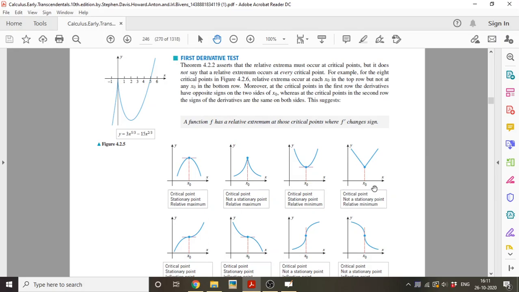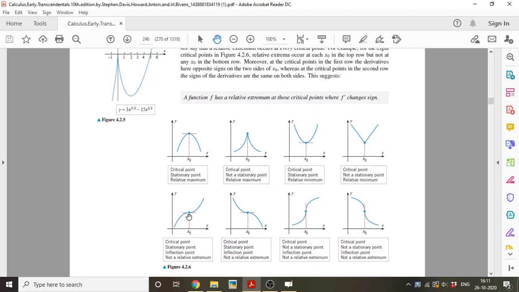Now in the fourth graph you have a relative minimum. It is a critical point but it is not a stationary point, because the function has a sharp point, so the function is not differentiable here. Now if you look at the fifth graph, if you take the tangent at this point, the tangent is parallel to the x-axis. So therefore it's a critical point. It is a stationary point because the derivative is well defined. But you can see that it is neither a maximum nor a minimum because it is a point of inflection.